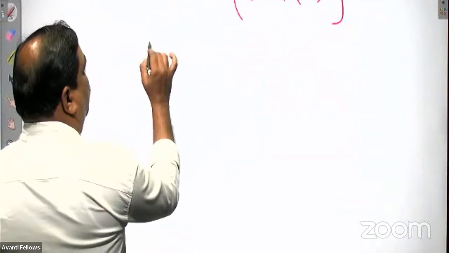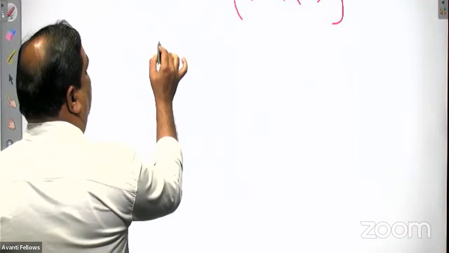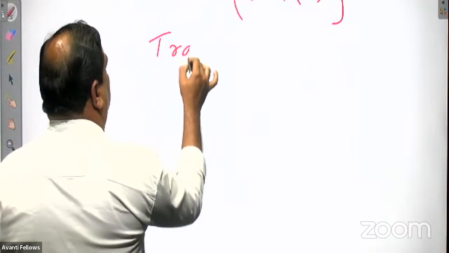Now the third one, that is the transitive relation.